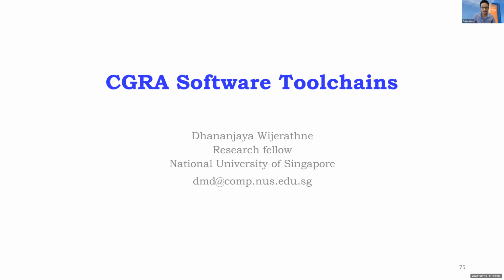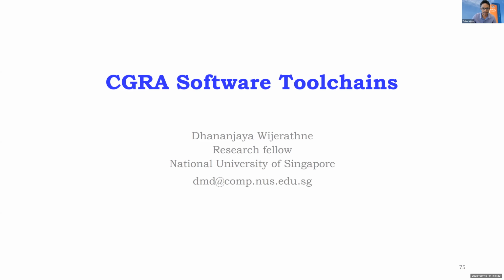Hello everyone. I'm Dhananjay. I'm also a research fellow at NUS. So I will be explaining the CGRA software toolchain. As you have seen, the CGRA has a huge design space in terms of architecture as well as in terms of compilation algorithms. So in order to explore this design space, as researchers, we can come up with better designs which have better performance or power efficiency or flexibility. So in order to explore this design space, we need a software toolchain.